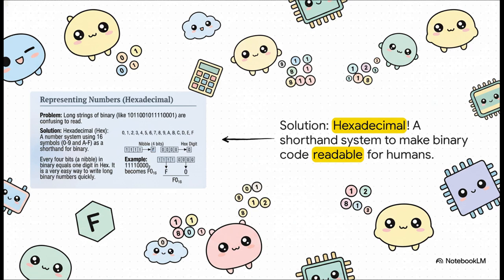Instead of just 2 symbols, it uses 16, the numbers 0 through 9, plus the letters A through F. And here's the magic. Each one of those hexadecimal symbols perfectly represents a unique group of exactly 4 bits. This creates this beautifully tidy shorthand, letting us condense those long, scary binary strings into something much, much easier for people to read and work with.